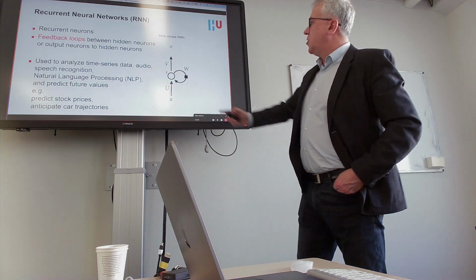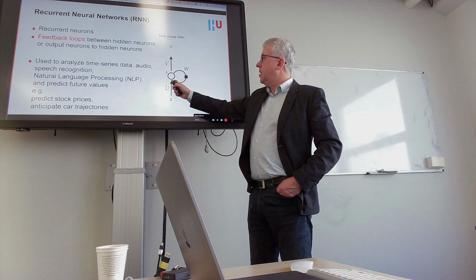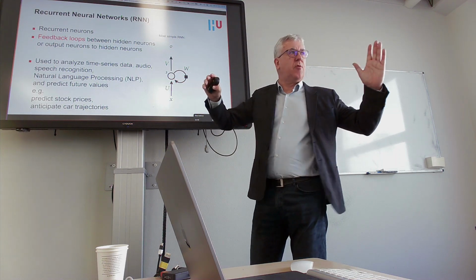So this is how it looks. We have a neuron, and we have an input here. Usually we draw neural networks from left to right.